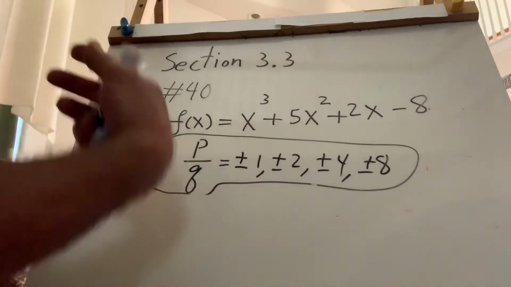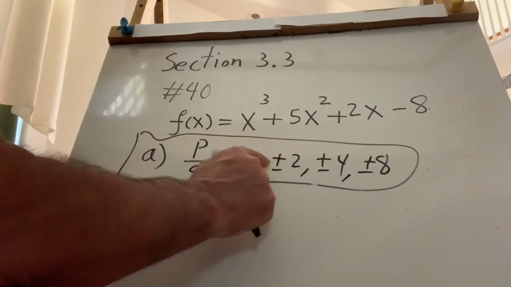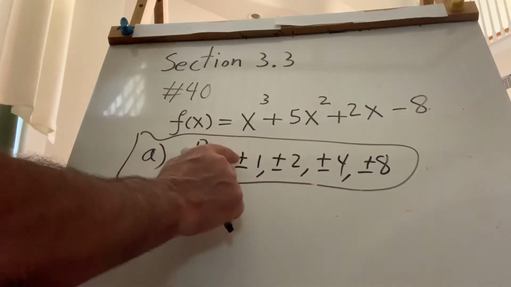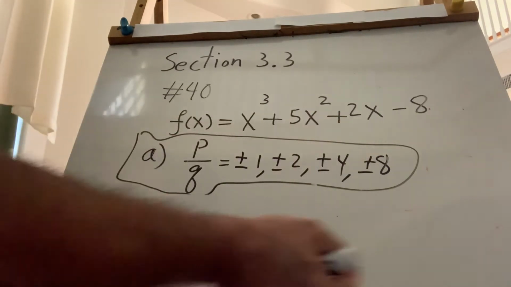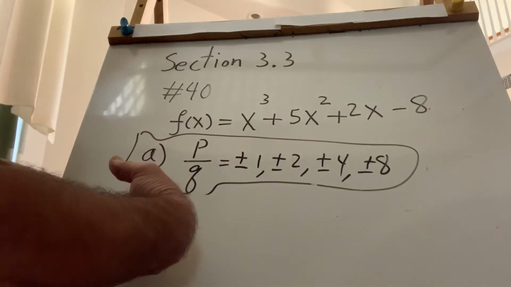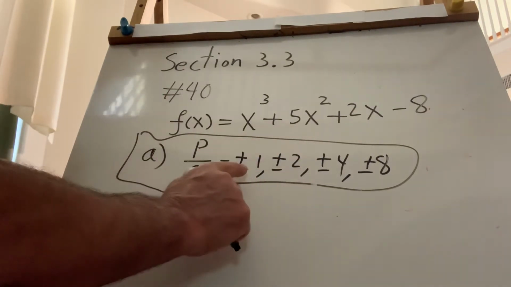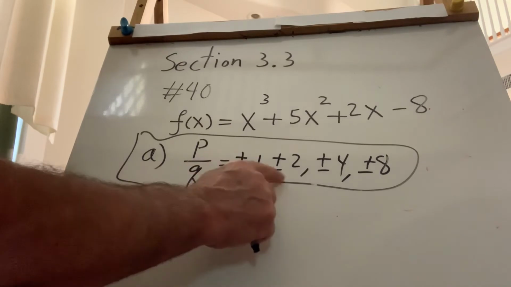becomes 0, then that number is a 0. So what I always like to do personally is check all the positive possibilities. In other words, I check 1, I check positive 2, positive 4, positive 8. Now, if I don't find any of those to be 0, then I go check negative numbers. I check negative 1, negative 2, and so on.